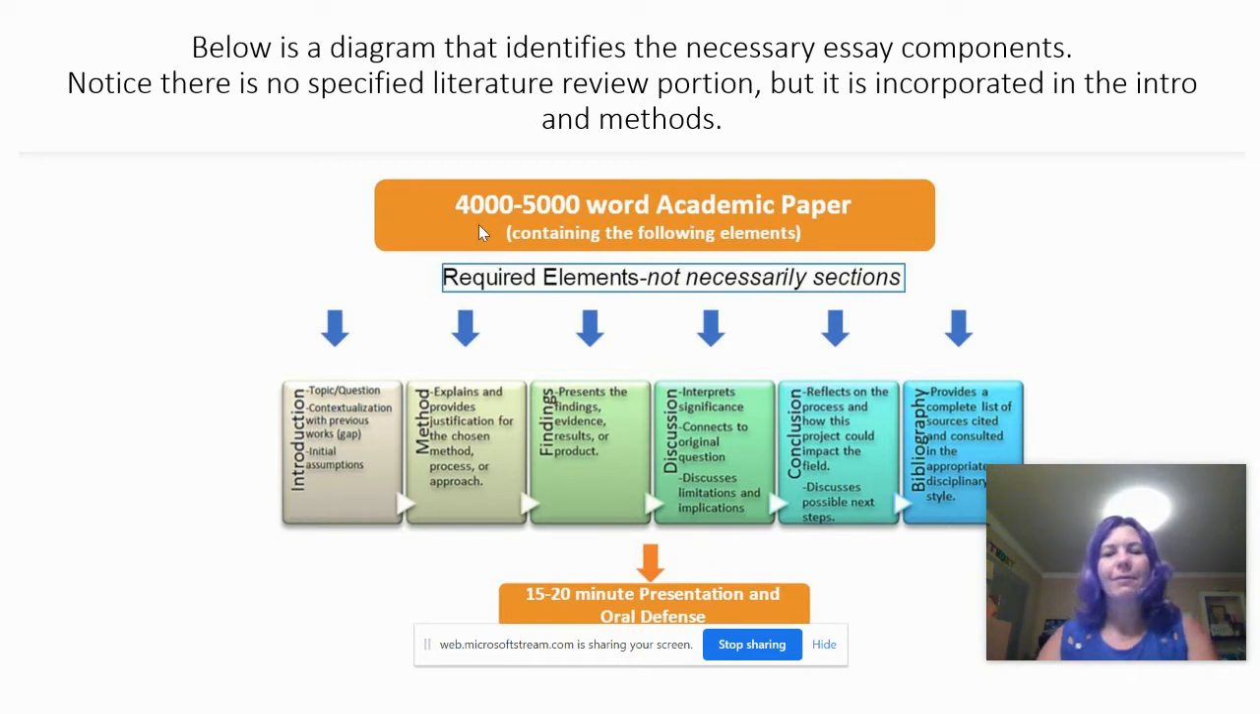So as you can see from the slide, they will have to produce a 4,000 to 5,000 word paper. They will also have to produce a 15 to 20-minute presentation at the end of the year. Both of these things are not due ultimately until April.